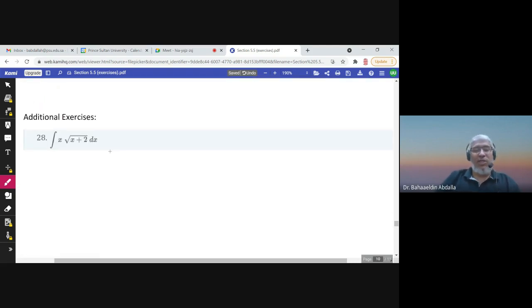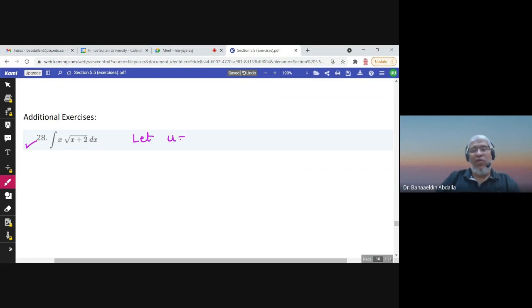Some additional exercises. Well, the derivative of x plus 2 is 1, and I have x here. So this integral is not usual for us. Because the derivative is not outside, we have more than the derivative outside. But substitution will solve the problem.